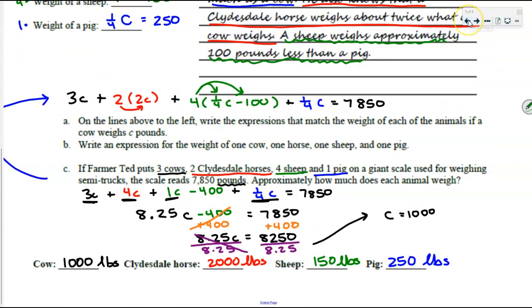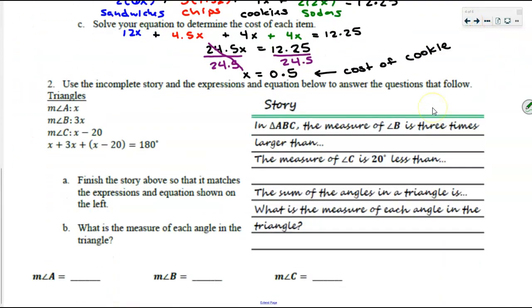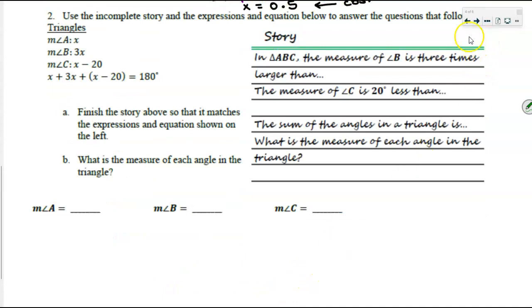Let's go back now. We're going to go back to problem number 2. Problem number 2 is backwards. This time, the story is incomplete. You have to finish writing the story, but all of the information that you need is right here in our expressions. So as we're reading the story, we're going to come back and look at the expressions to see if we can find some information.